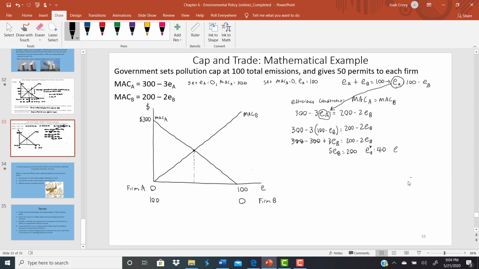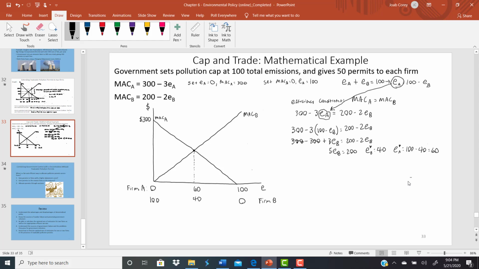And therefore we know that E sub A star is equal to 100 minus that E sub B, or 40. That's going to be equal to 60. So we know that in this equilibrium, firm A is going to have 60 emissions, and firm B is going to have 40 emissions. So that's the first thing that we can figure out.